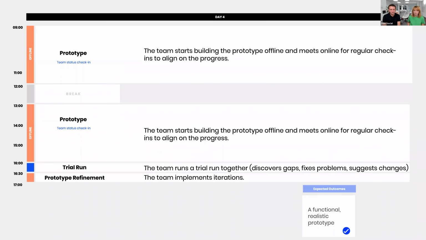So day 4, it's about prototype, not much of a difference from an in-person sprint. It's mostly offline, but we do insist on having team status check-ins every 90 minutes or so, just to make sure that we're all on track and everyone's aligned. By 4 p.m., we're finishing the prototype, and then the whole team gets together to do a trial run and see how the prototype works, rehearse the user interview and see that everything falls into place. Maybe we get to do some small adjustments.